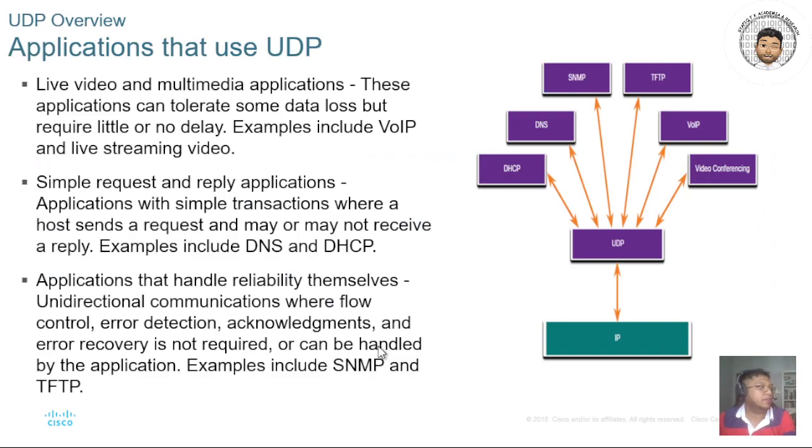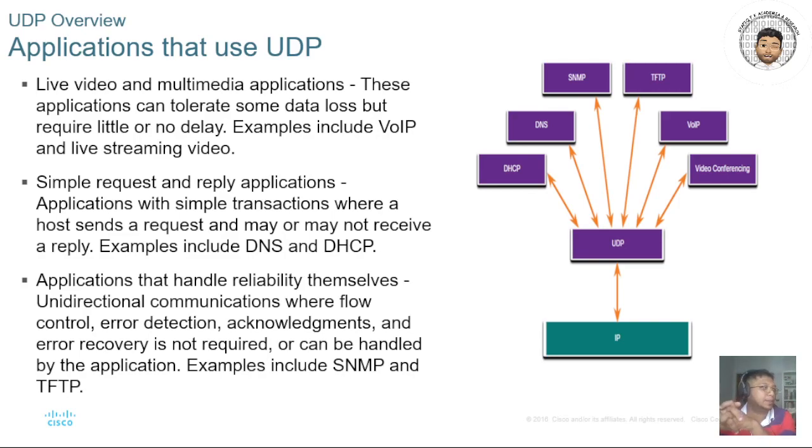What kind of applications utilize UDP? They are usually used for live video and multimedia applications. These applications can tolerate some data loss but require little or no delay. Examples include voice over IP and live streaming videos. If you look at the live World Cup before, most of them use UDP. Even YouTube Live uses UDP.